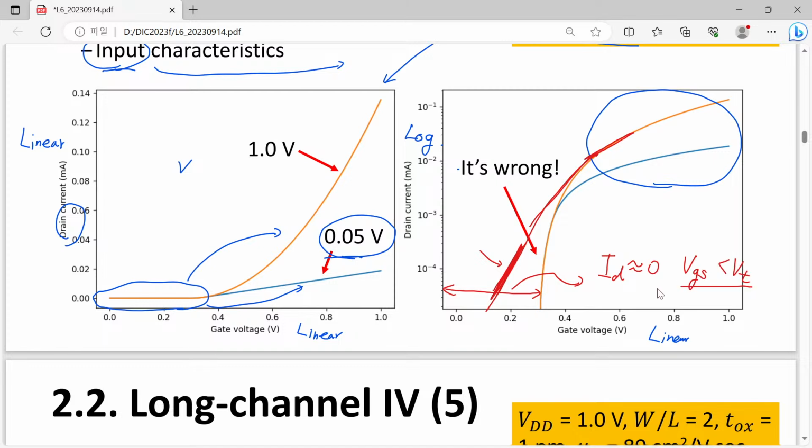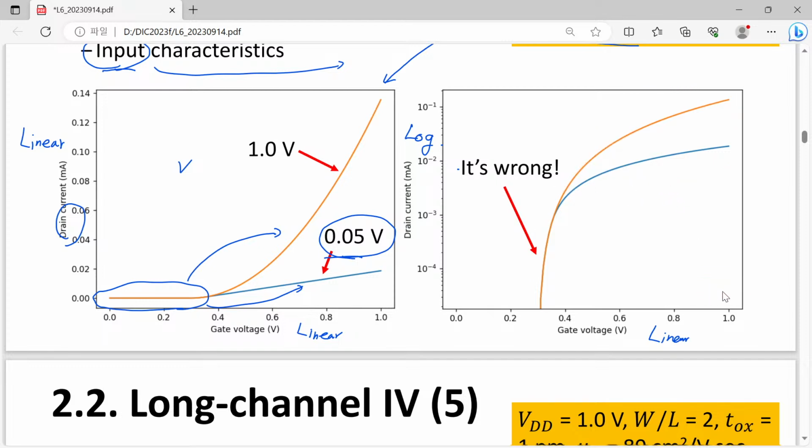Okay, in the first order, it's okay. However, in a realistic case, this is by far the most important quantity. So don't be fooled by this simple model. Always, even in the sub-threshold region, we have a certain non-zero current. Then the amount of that non-zero current is quite important in our realistic design.